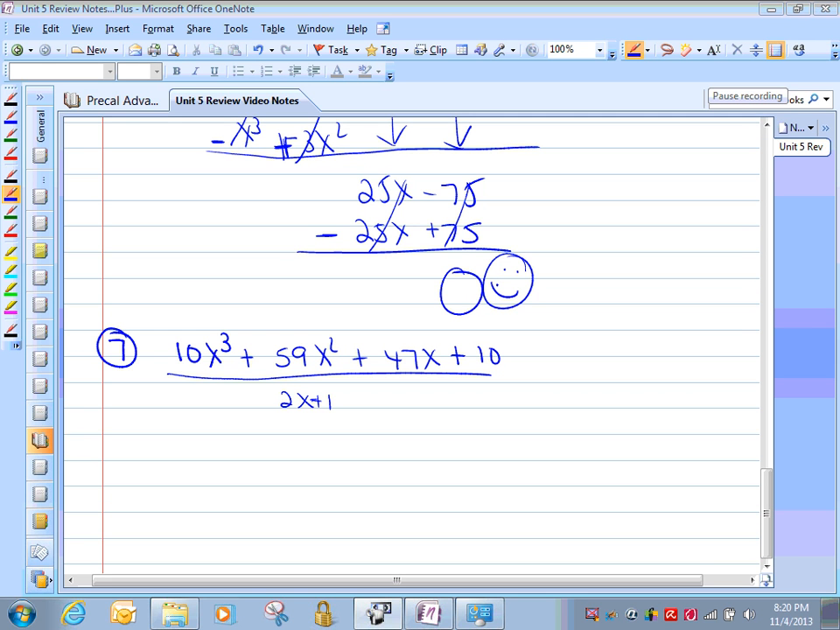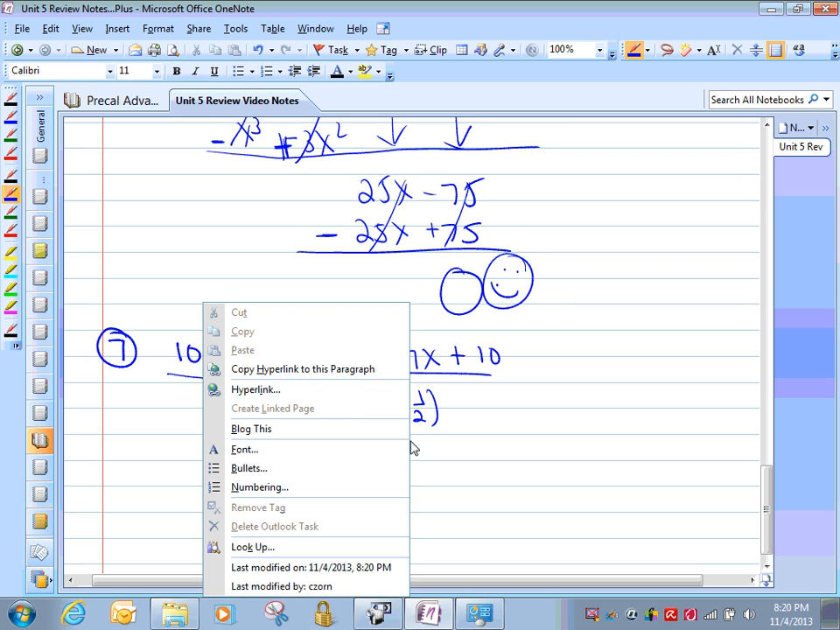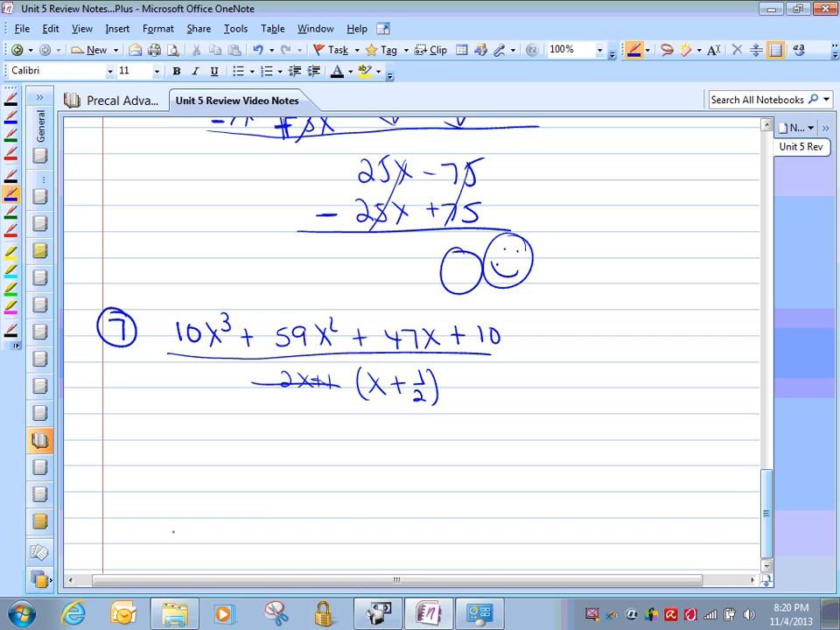All right, here's number 7. Oops, this really should not be this. This really should be the factor x plus 1/2. Sorry about that. All right, so now let's use synthetic division to divide this polynomial.